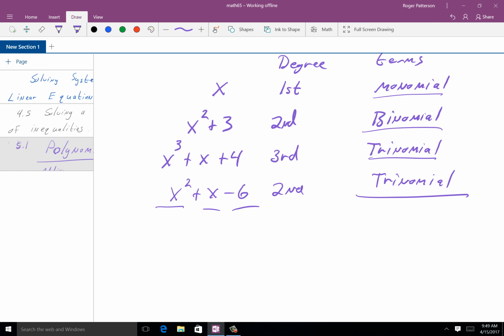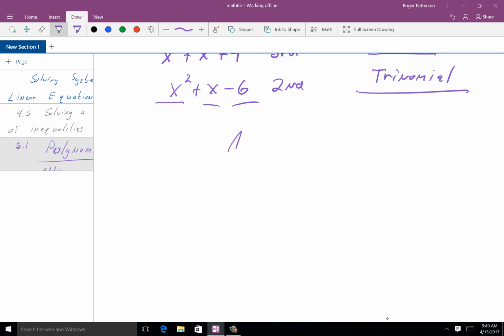Okay. So, let's see. They're going to ask you to add and subtract these. All right? So let's do that. Adding and subtracting means you're going to do this. Like terms.